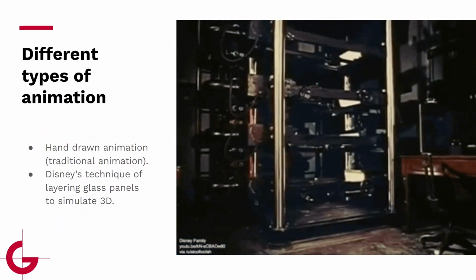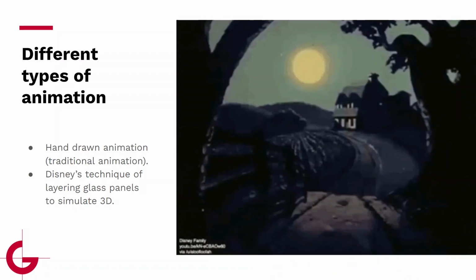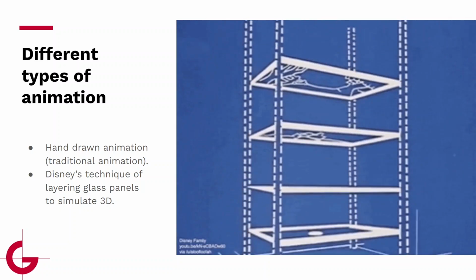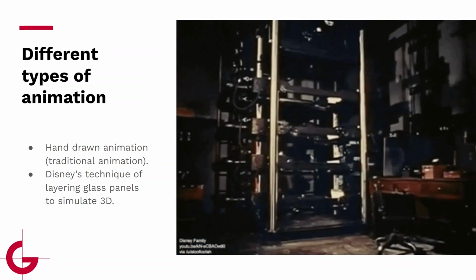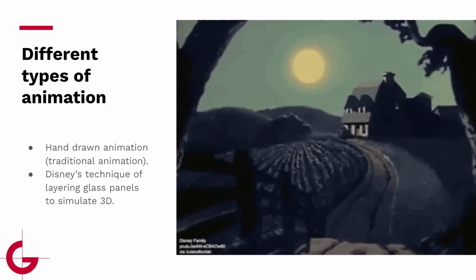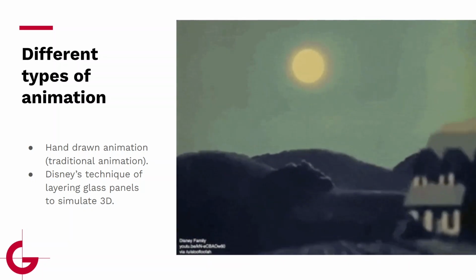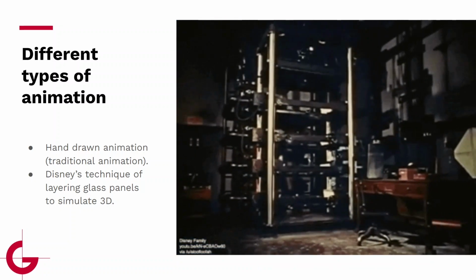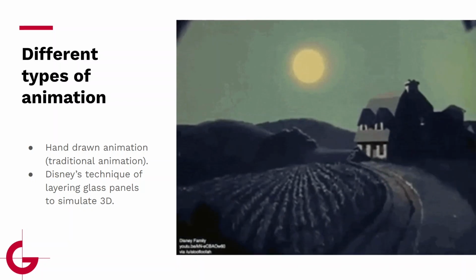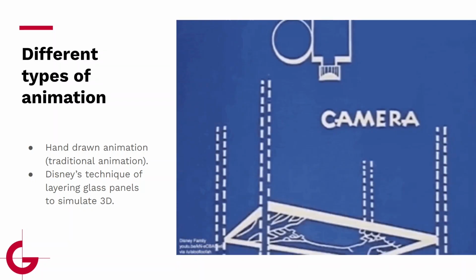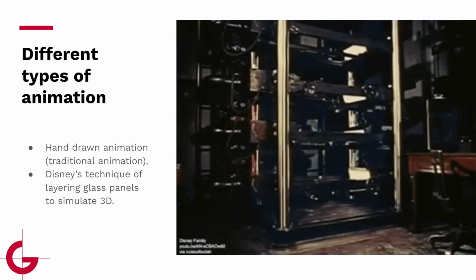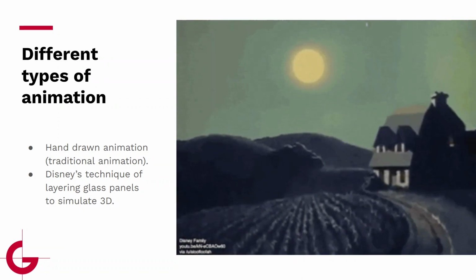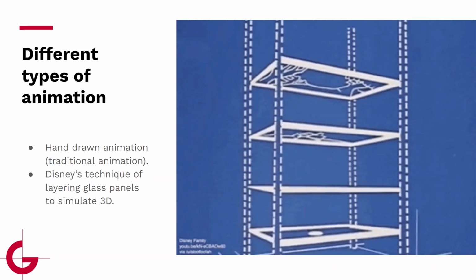There is a very cool trick used by Disney back in the days to simulate 3D depth. Animations are drawn on a 2D surface, but they layered different panels of glass on top of one another, then put a camera on top of those glass panels and manipulated that camera to simulate a sort of 3D effect, as you can see here. It's a pretty cool trick.